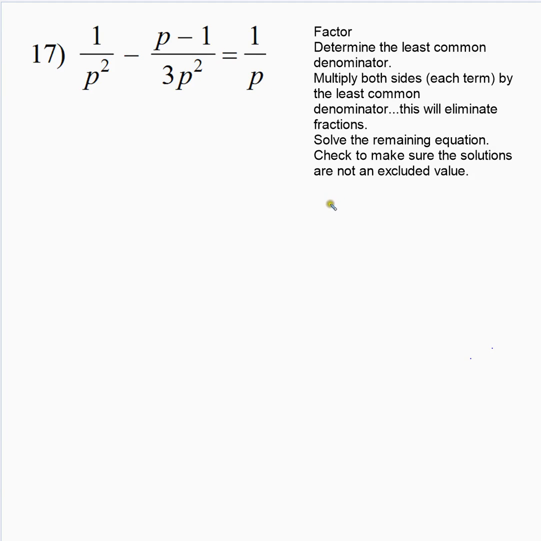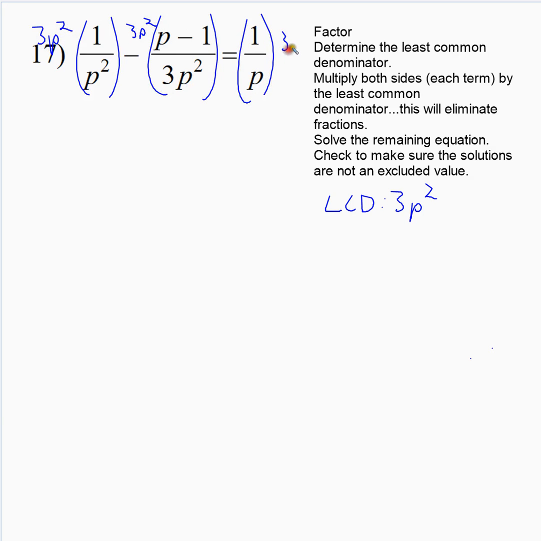In this one, we see that our least common denominator, we need a 3 and a p squared, is our least common denominator. So we're going to multiply each side, which when you multiply each side, it gets distributed and really is multiplied to each term by that common denominator. And when we do that, it's like a 3p squared over 1, if that helps you.